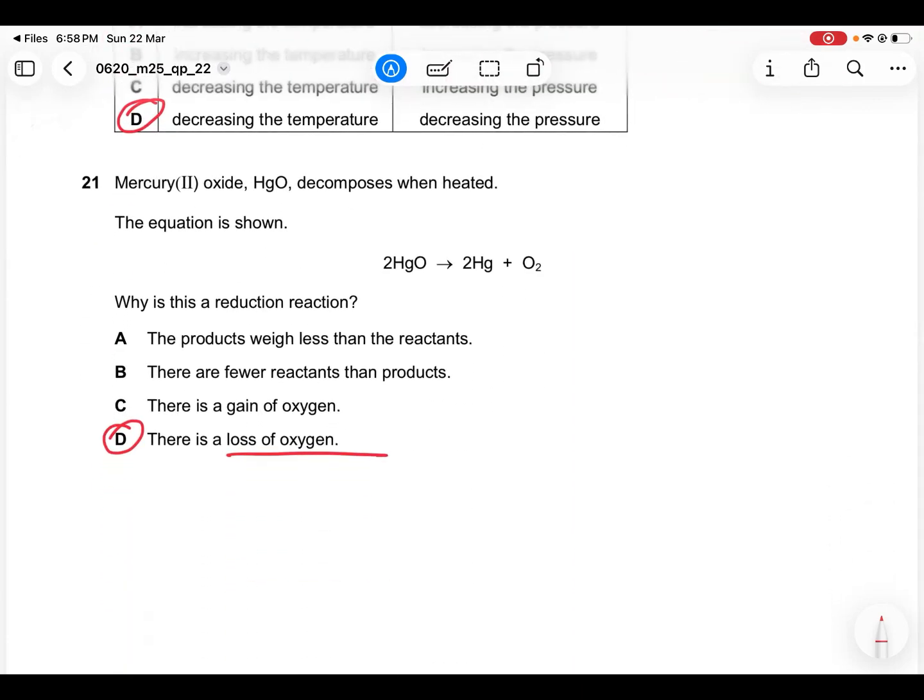Mercury(II) oxide decomposes when heated. The equation is shown. Why is this a reduction reaction? You can see that it is a very simple reaction where mercury oxide is decomposing to give you mercury and oxygen. There are no other reactants or products involved here. The mercury formed is totally uncombined and in its elemental form. On the reactant side, mercury was combined with oxygen, and now on the product side, it is not combined with oxygen. You can say that it is a loss of oxygen, and hence it is a reduction reaction.